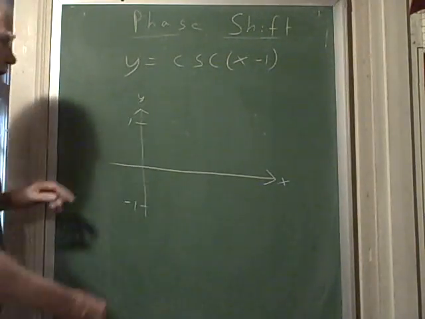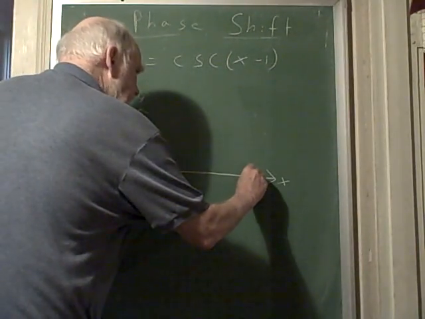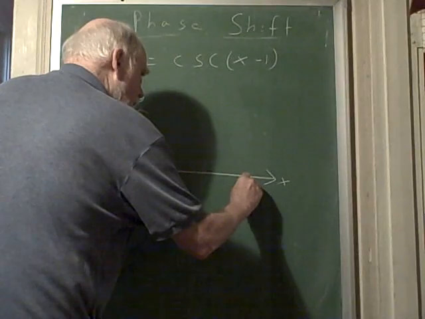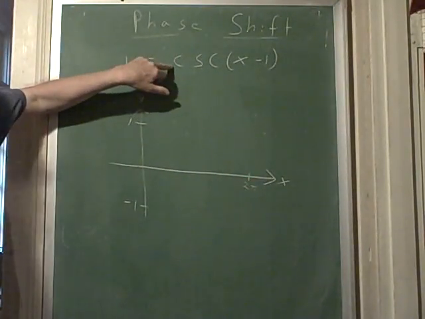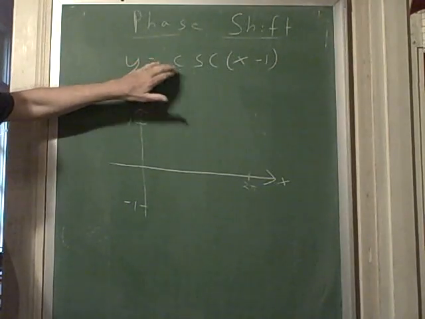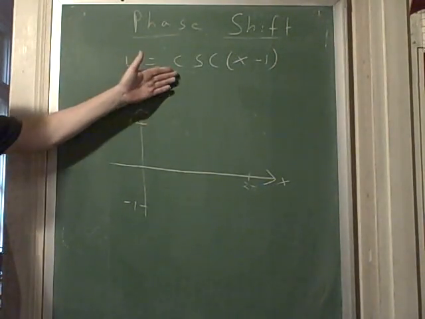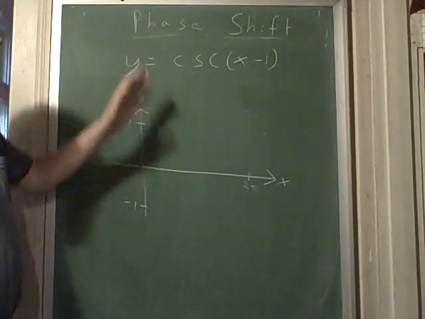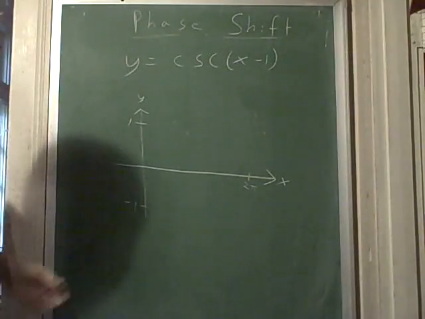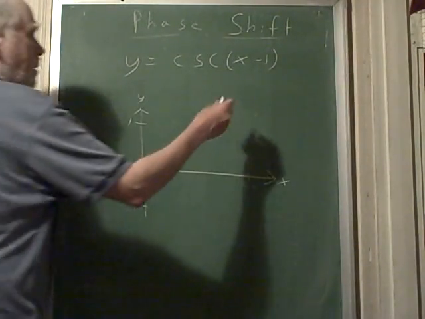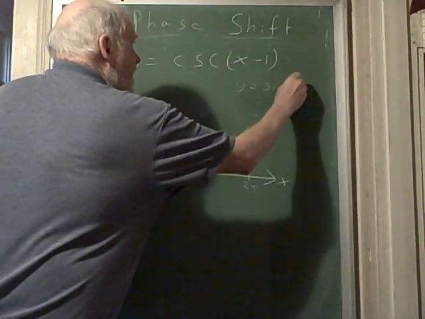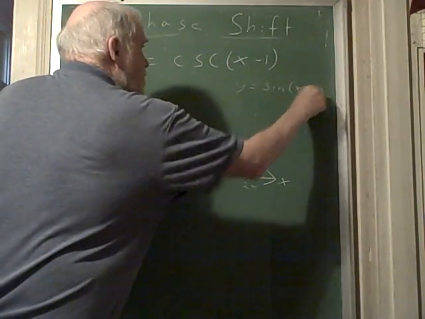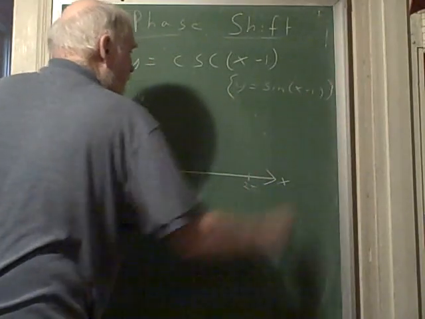And the way I handle that is this. I go out here and I establish my scale by putting 2 pi. Because we know one thing, we're not going to graph the cosecant initially. We're going to graph the sine of x minus 1 in dotted line, and then we're going to be able to get the cosecant. So I'm really thinking in my head, I'm going to graph y equals the sine of x minus 1.